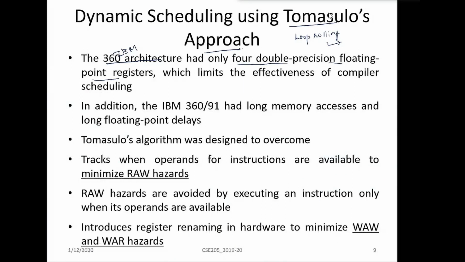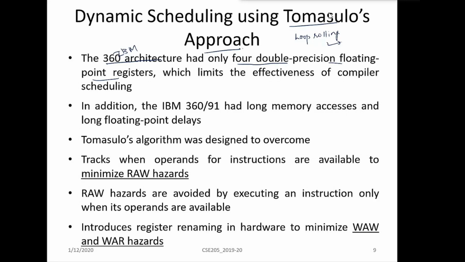What might be the problem in loop unrolling? Size of code increases. Okay, that is a normal thing. Next, more registers are required. Yes, obviously that is a very important thing. We need more registers. But check this architecture: how many registers does it have? Only 4 double precision floating point registers. Clearly, with these 4 registers, we cannot go for the scheduling.